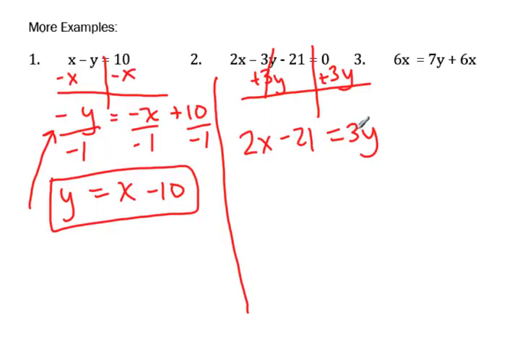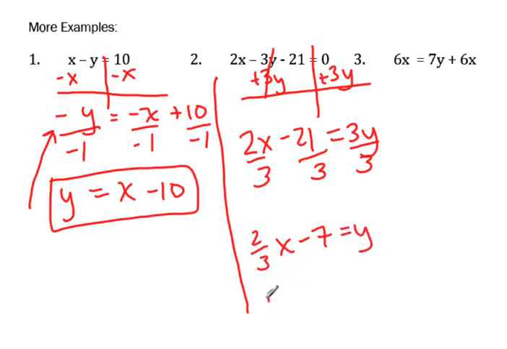Now you can divide by 3 because it's 3 times y. The opposites divide, so divide everything by 3, and we're left with 2/3 x minus 7 equals 1y, or y equals 2/3 x minus 7.